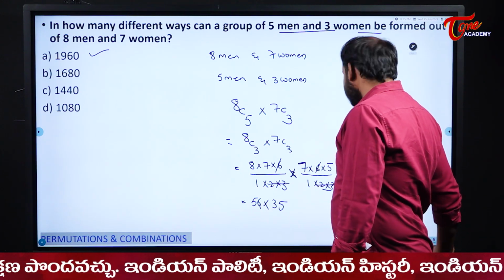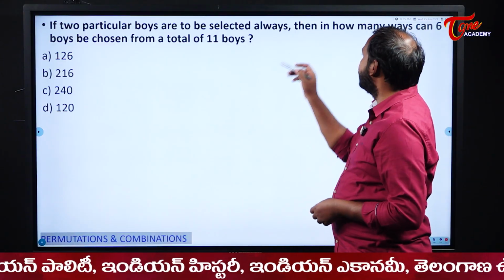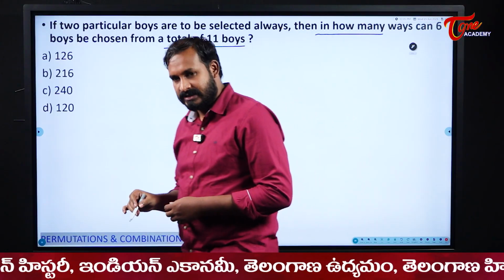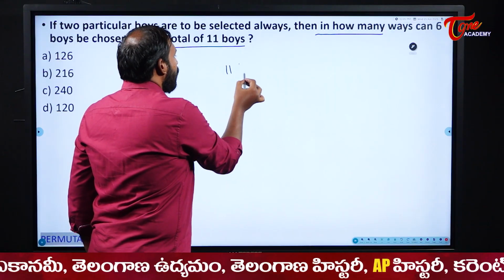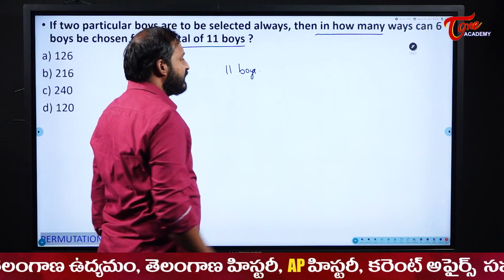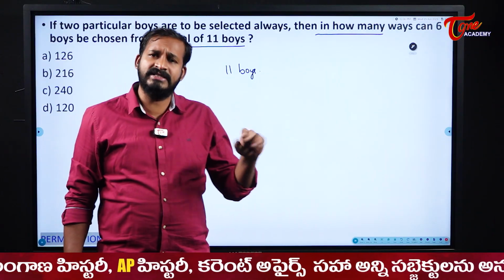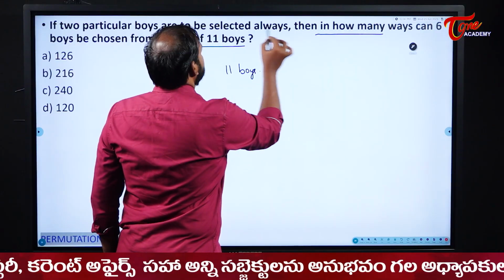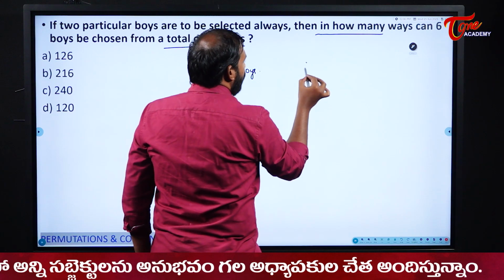Next one. If 2 particular boys are to be selected always, then in how many ways can 6 boys be chosen from a total of 11 boys? Now I have 11 boys with me. And remember, always 2 persons should be selected at any cost. Out of 11, 2 are already selected. Total I need to select how many? I need to select 6 boys.